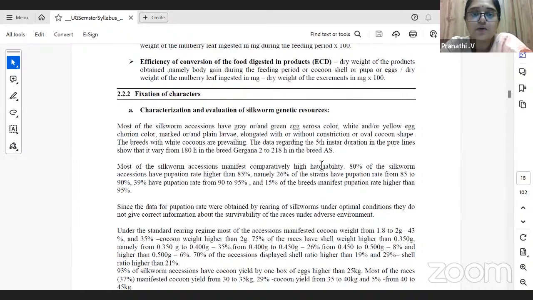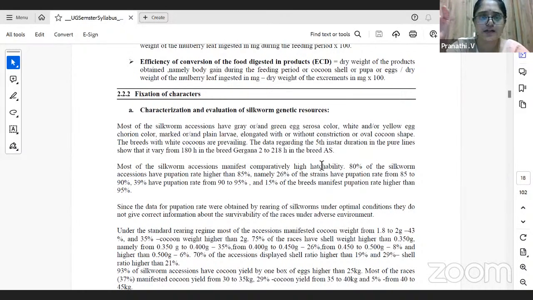Now, most of the silkworm accessions have a high hatchability rate, that is, most of them are able to hatch into progeny. 80% of the silkworm accessions have 85% or higher pupation rates. Around 26% of the strains have a pupation rate, that is formation of the pupa, of around 85 to 90%.